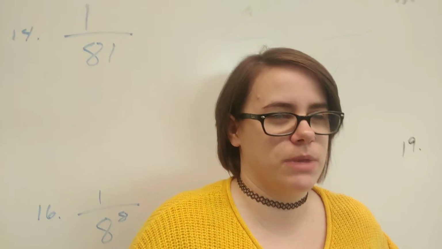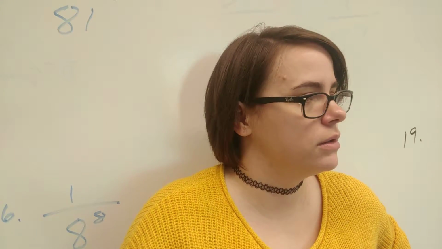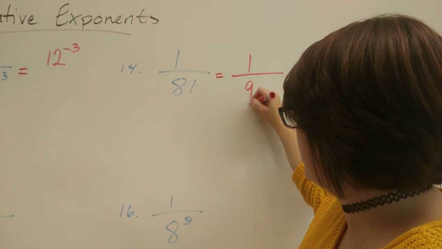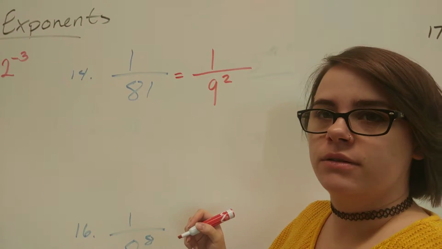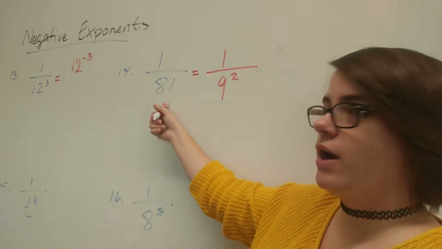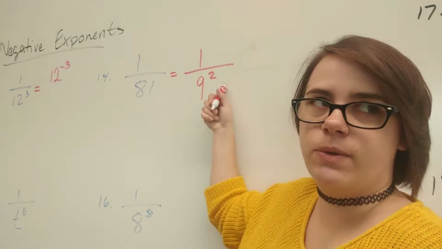81 should be triggering something in your brain. What's 81? It's 2 9s. Yes, it is 2 9s. This is the same thing as 1 over 9 squared, because 81 is 9 squared. 81 is known as a perfect square because it's an integer, like 9, squared.